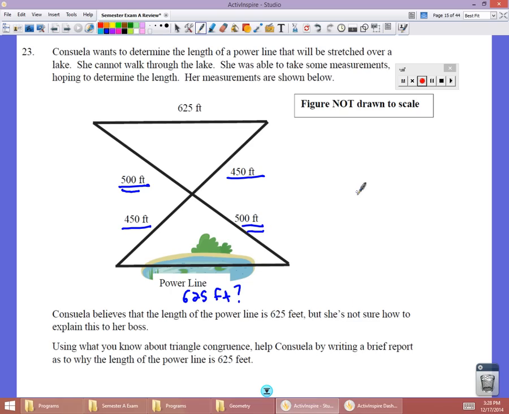And they want you to write it out as a brief report. So the first thing is we've noted that the different sides are the same. Whenever we have two angles that meet at a point, we're going to have vertical angles formed, and these vertical angles are going to be congruent to each other. Because we have two sides and an angle, this should be an example of being congruent because of side, angle, side.